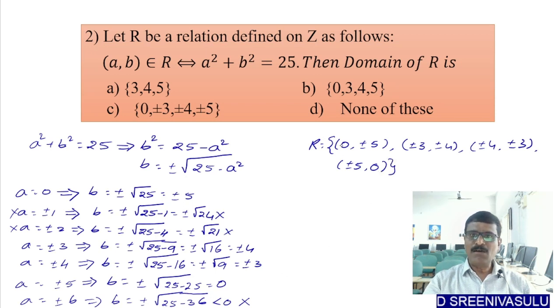Then what are all the first elements? All first elements: 0, plus or minus 3, plus or minus 4, plus or minus 5. All first elements. This is called the domain. Which option is correct? Option C is correct.